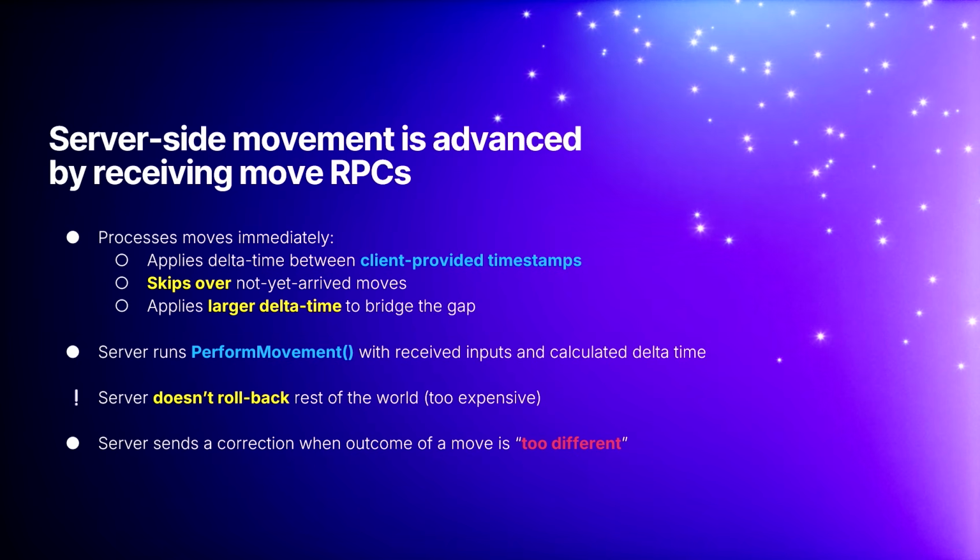But the server will skip over moves that haven't arrived yet. We really prioritize sending a response as soon as possible and also executing moves as soon as possible. That means the server can skip over a move and apply a larger delta time. And that's another reason for divergence.